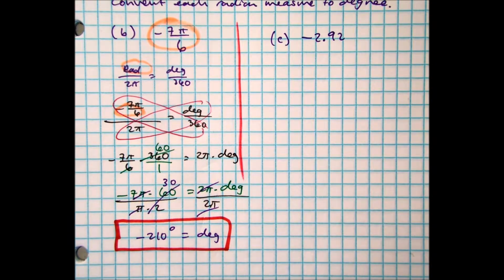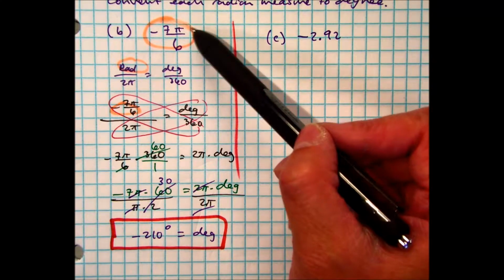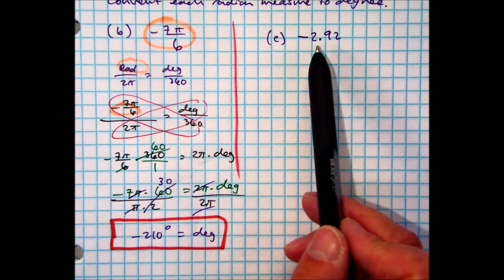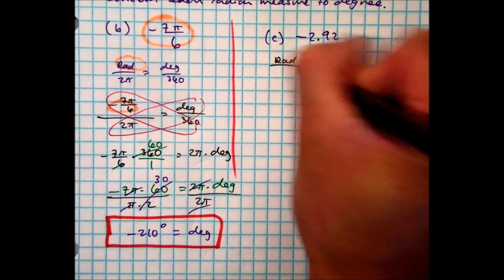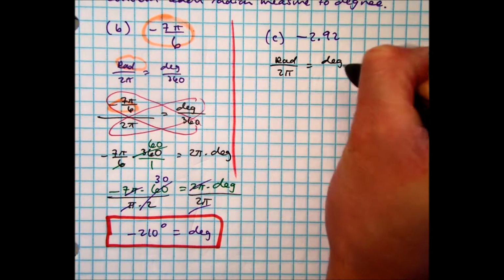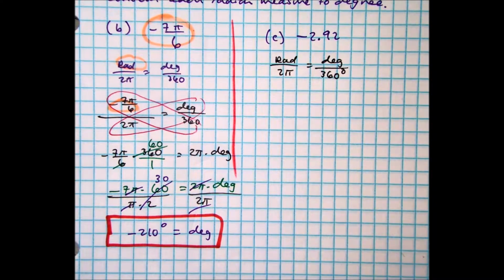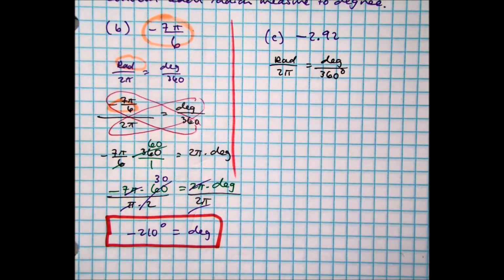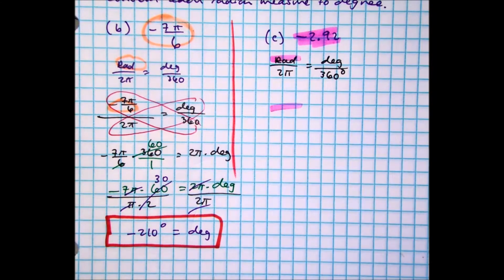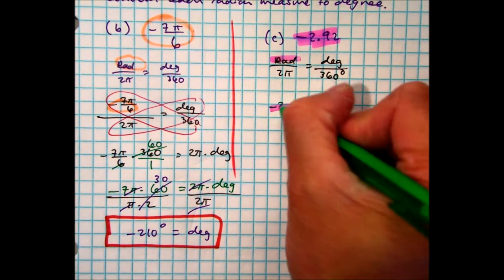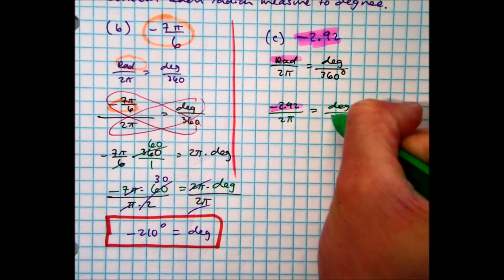Alright, here's a more difficult one. Now if you notice, this is reducible. Does that make sense? It's a fraction that can be reduced. This is one that was not a fraction to start with. I'm going to use the same proportion. So now I'm going to put in radians. This is radians because there's no degree symbol. I'm going to put it in there for my radians. So I have negative 2.92 over 2 pi equals degrees over 360.